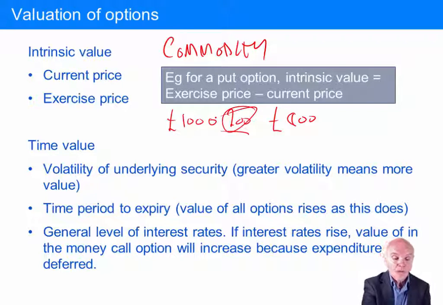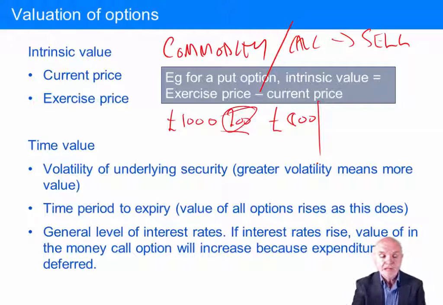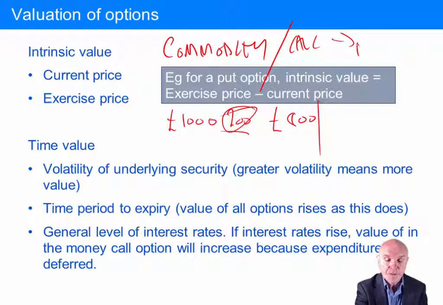So let's say it was a call option that allows you to sell. Okay, and let's say that the exercise price here is going to be, a call option is not a sale. A call option is a right to buy. A put option is you put up for sale. A call option is a right to buy.